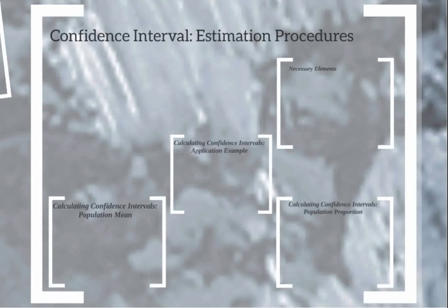So we'll go over several estimation procedures here. We'll talk about some of the necessary elements. I'll give you an idea of what confidence intervals are and what they do. We'll calculate the confidence intervals for population means, and also population proportion. And then I will give you an applied example of calculating confidence intervals for the population mean, not for proportions. If you want proportions, check out your textbook, or also check out some other videos as well.